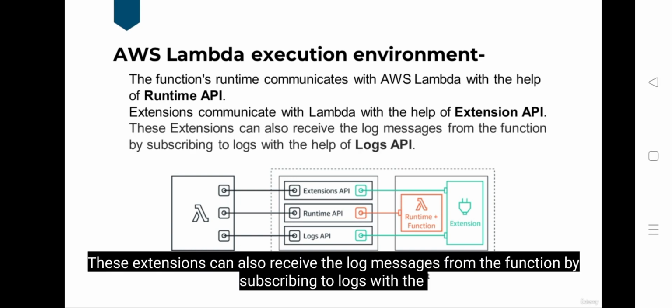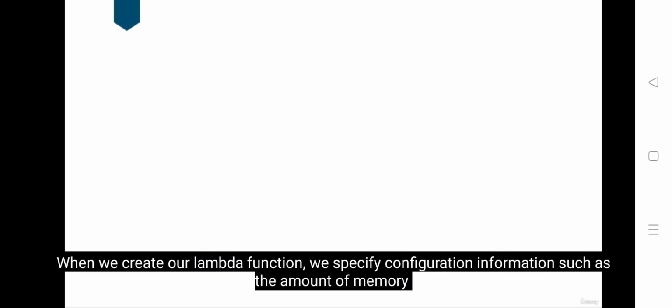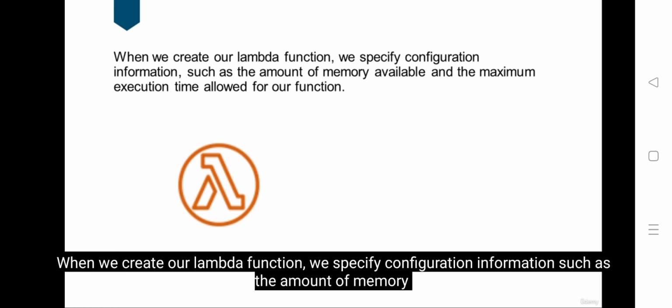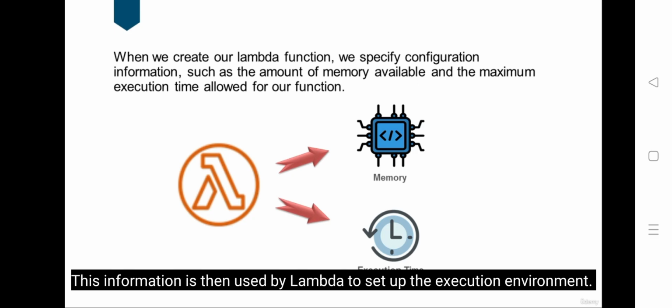These extensions can also receive the log messages from the function by subscribing to logs with the help of Logs API. When we create our Lambda function, we specify configuration information such as the amount of memory available and the maximum execution time allowed for our function. This information is then used by Lambda to set up the execution environment.